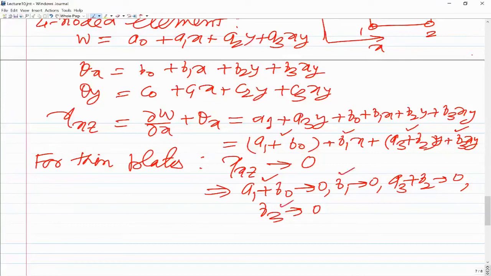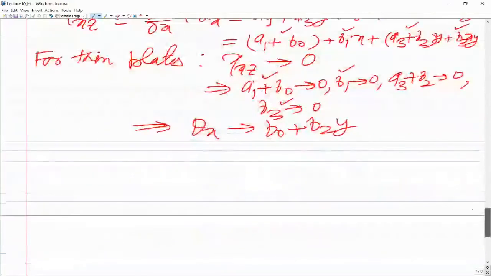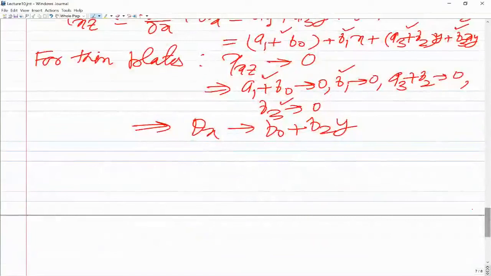So when b1 and b3 are approaching 0, this implies that theta x ultimately is getting enforced. If b1 and b3 are 0, then it would be simply b0 plus b2 into y. Your theta x will be constant along the x direction and linear in y. That will be the variation of theta x. That is what is getting enforced when we use the shear deformable plate element for solving thin plate problems.